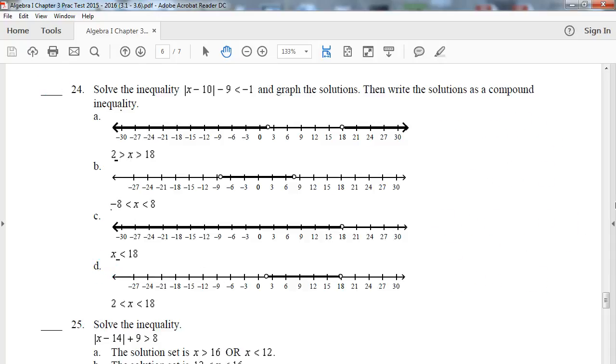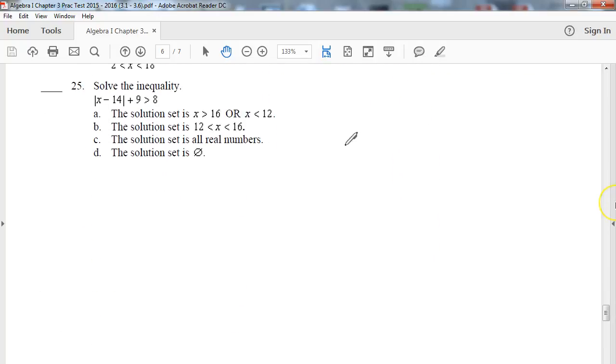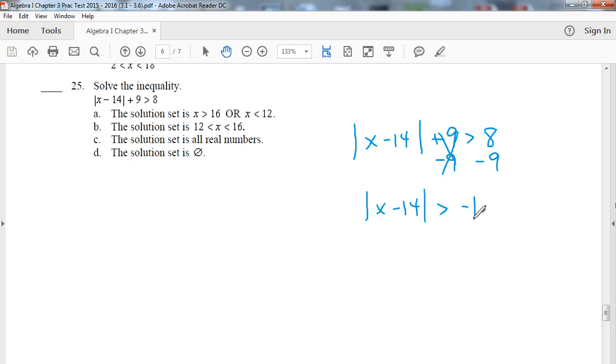And last we have number 25. Solve the inequality. The absolute value of x minus 14 plus 9 is greater than 8. We need to isolate that absolute value like always, so we subtract 9. And here we have the absolute value of x minus 14 is greater than negative 1. Originally, when we had just equations, we could say that's no solution because an absolute value is never going to equal a negative number. It's always going to be positive.